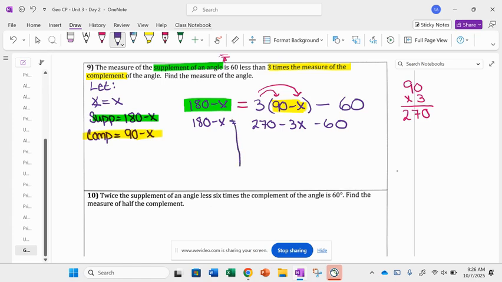On the right side, does anybody see like terms I can combine? Caitlin? You got it, 270 and a negative 60. So it's 270 minus 60 becomes 210. So we're 210 minus 3x equals 180 minus x.